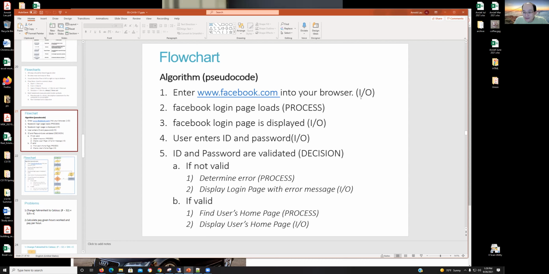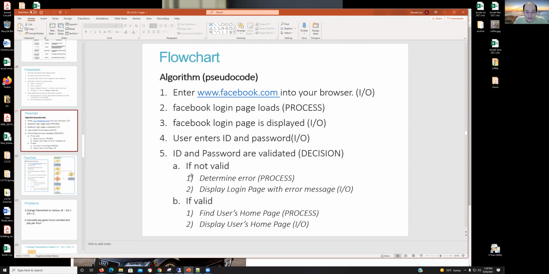So remember this parallelogram, this would be a rectangle, right? And then you have your login page, right? Now you're gonna put in your ID and your password, it's your IO. And then is this a valid password and ID, right? So that's your decision. So it's only two things, either it's valid or it's not valid, right?